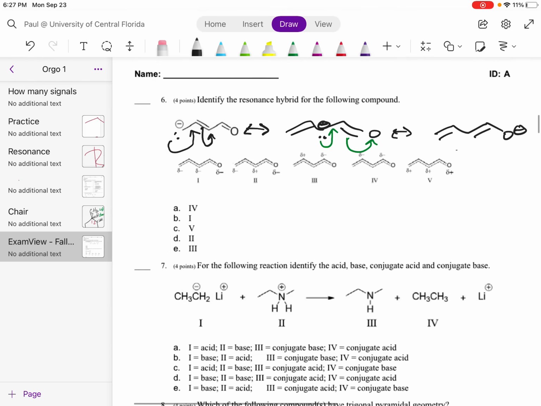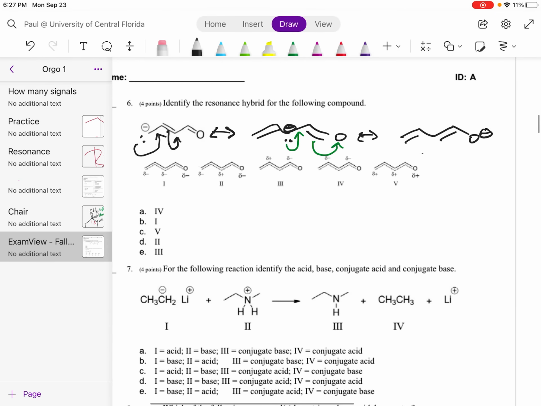So what do we have here? We have negative charge, and if we number these carbons, 1, 2, 3, 4, we have a negative charge on carbon 1, we have a negative charge on carbon 3 over here, and we have a negative charge on the oxygen.